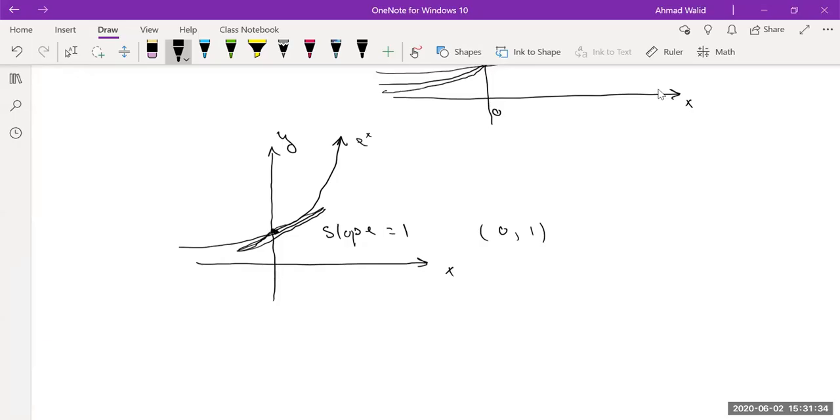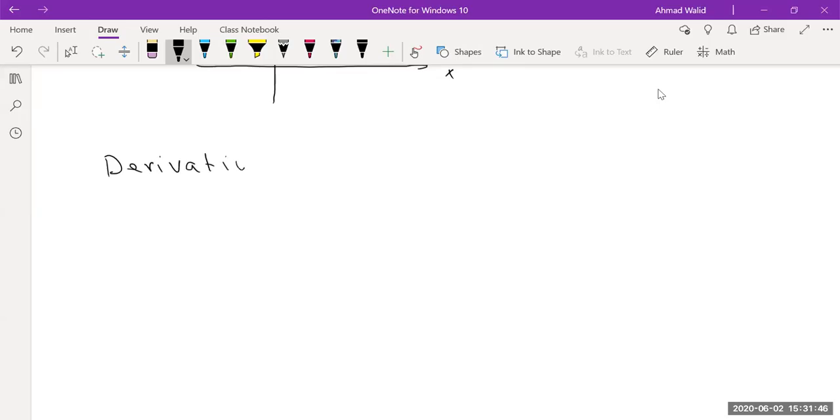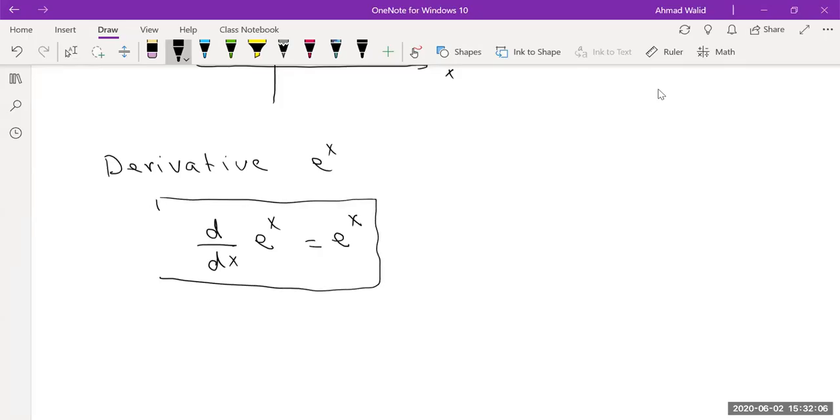Correct? If this is the case, then I can write a very easy derivative. The derivative of e to the power of x, I will easily say to you, is the easiest derivative: d over dx of e to the power of x always gives you back e to the power of x. This is the simplest derivative that you will ever see. The derivative of e to the power of x is e to the power of x, always.